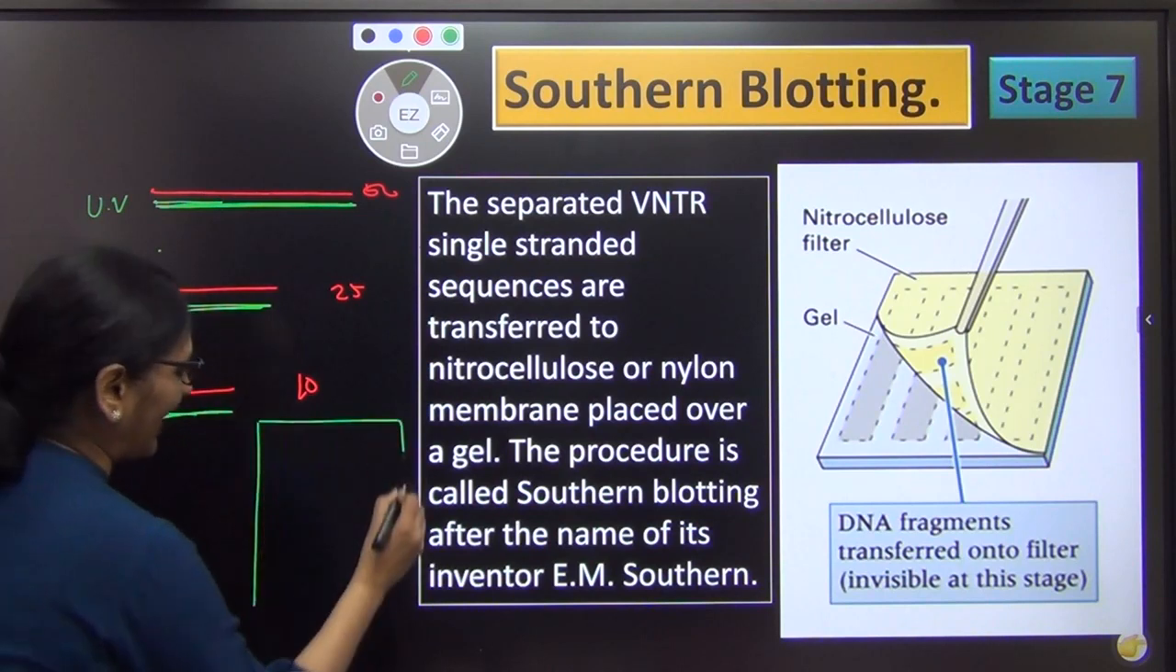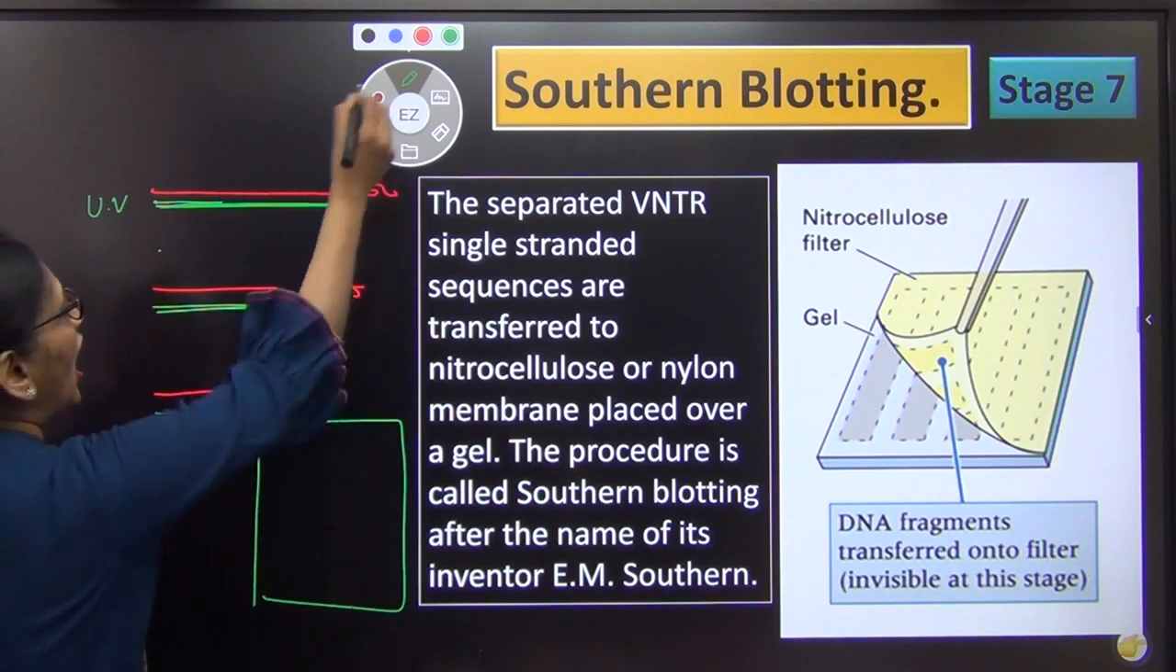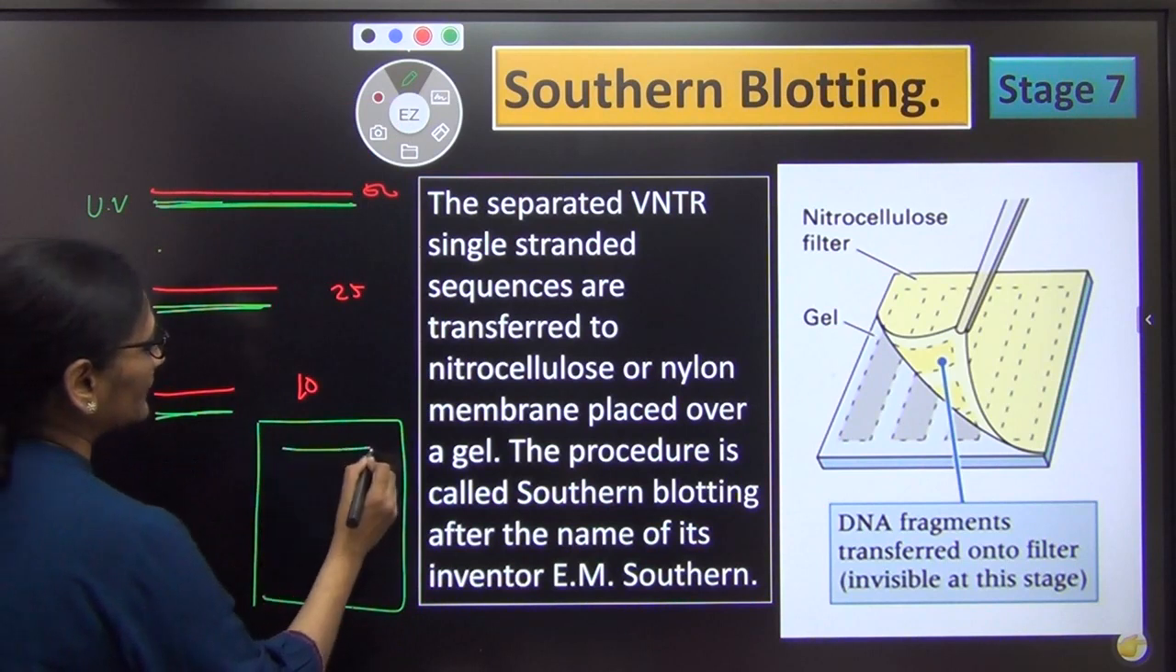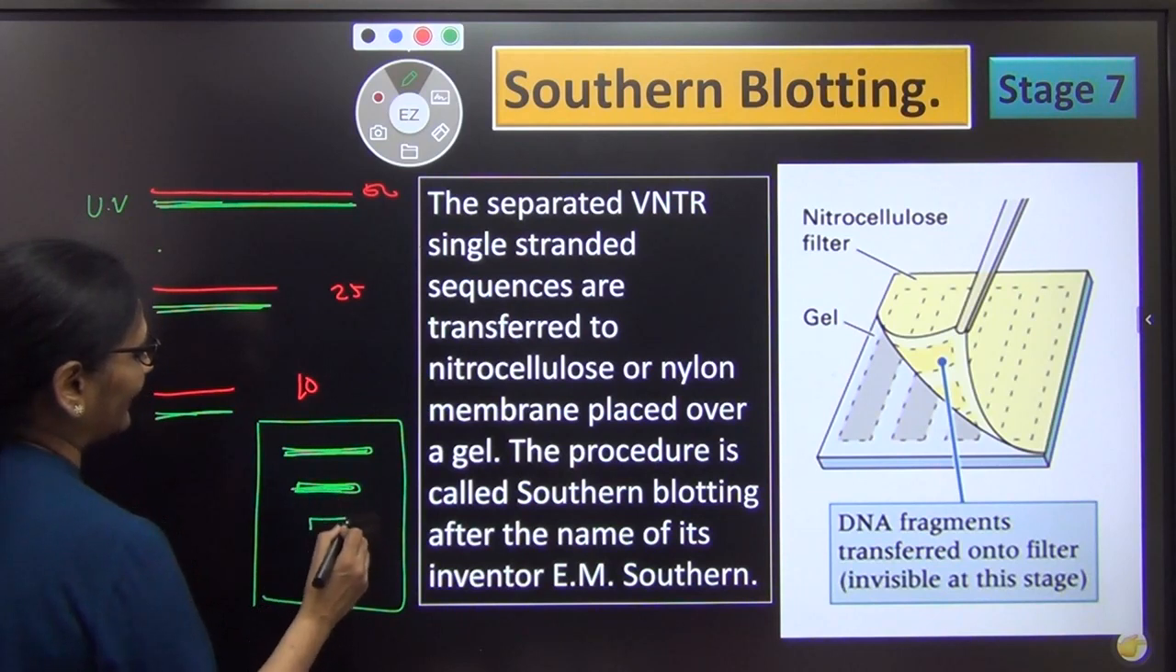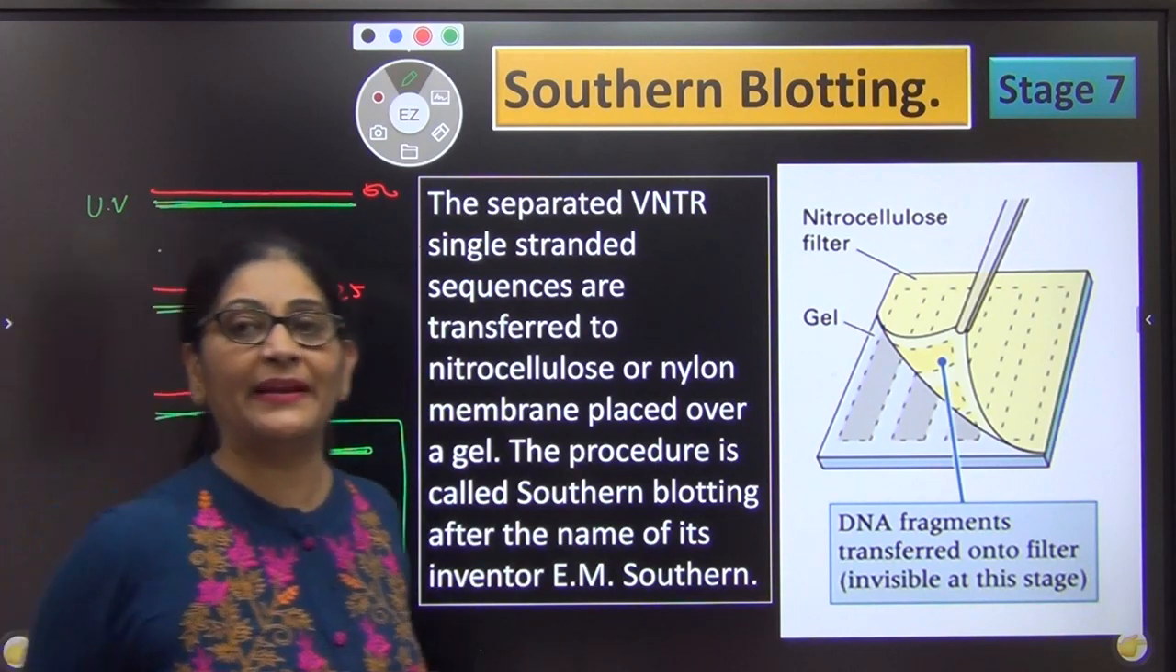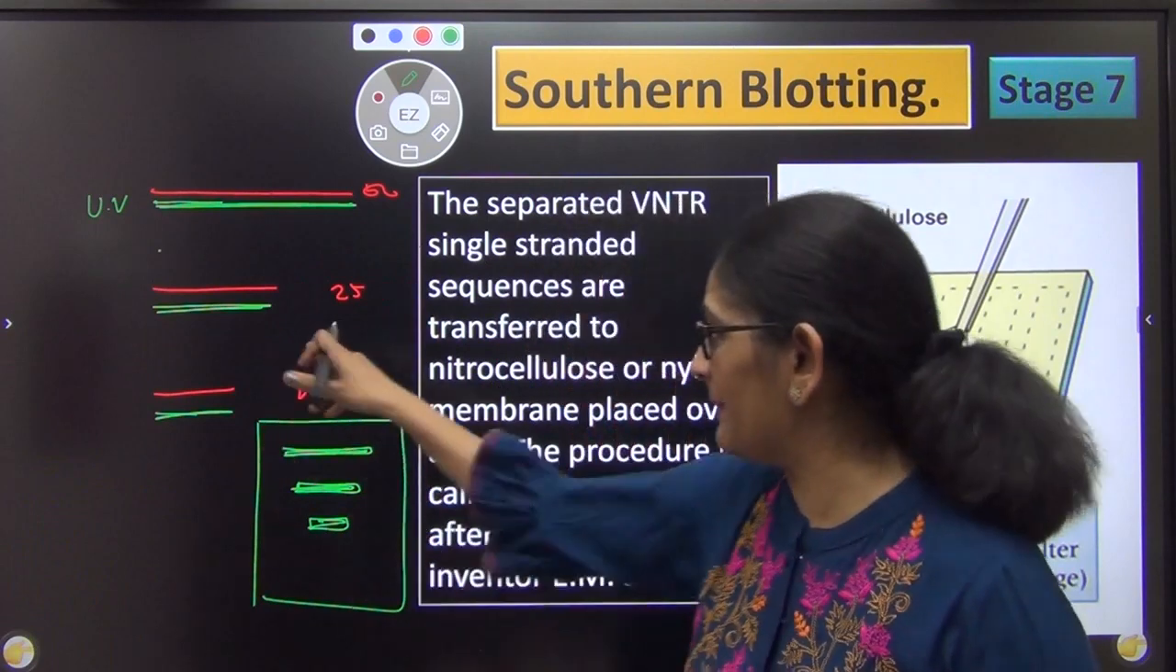So in my nitrocellulose membrane, how will this banding pattern look? It will be like this for the 50, then for 25 like this, and for 10 like this. It is just like an X-ray plate. Okay, this is what mine has become.